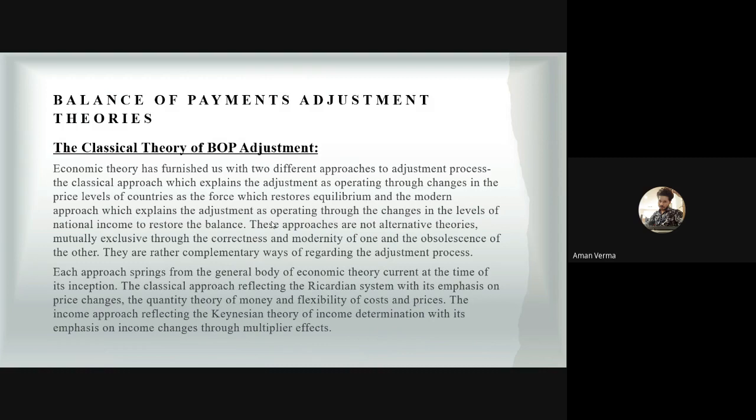Each approach springs from the general body of economic theory current at the time of its inception. The classical approach reflects the Ricardian system, with its emphasis on price changes, the quantity theory of money, and flexibility of costs and prices. The modern approach reflects the Keynesian theory of income determination, with its emphasis on income changes through multiplier effects.